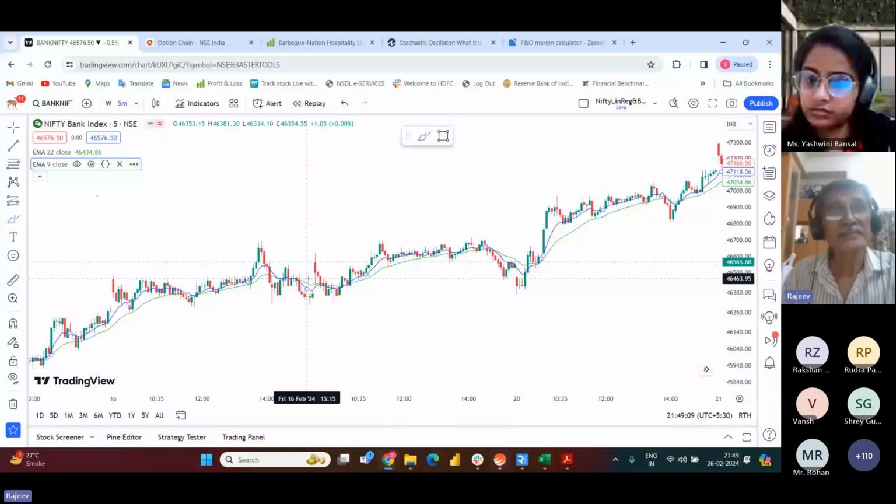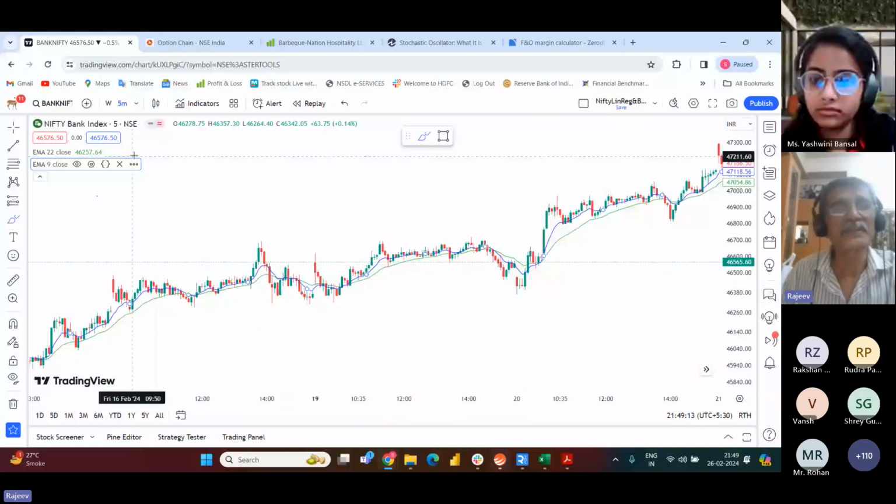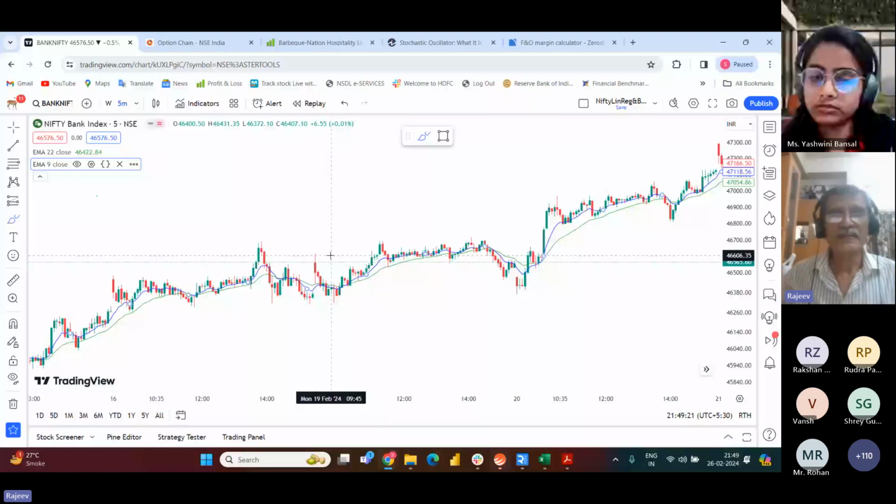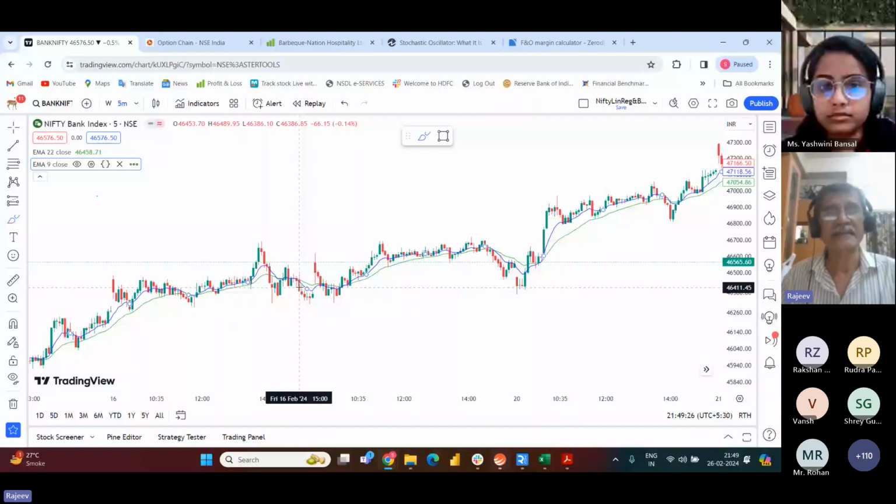So in 10 5-minute candles, that is 50 minutes, less than 1 hour, you would have made about 100 into 15, that is 1500 rupees. So that's how people use these indicators for technical analysis.